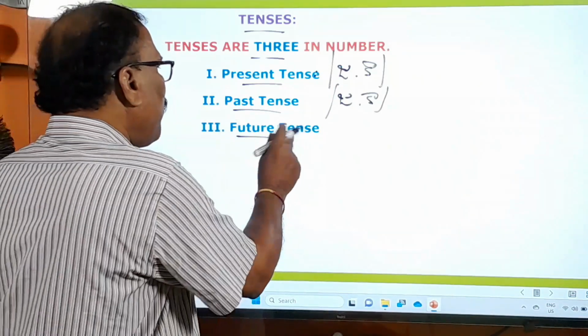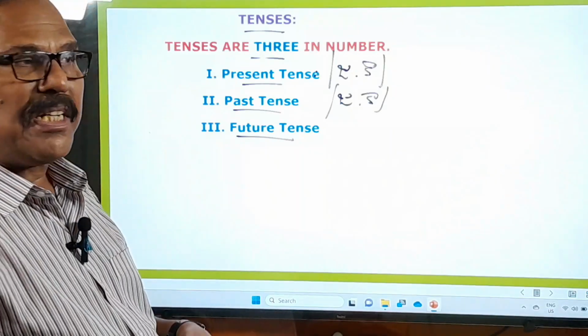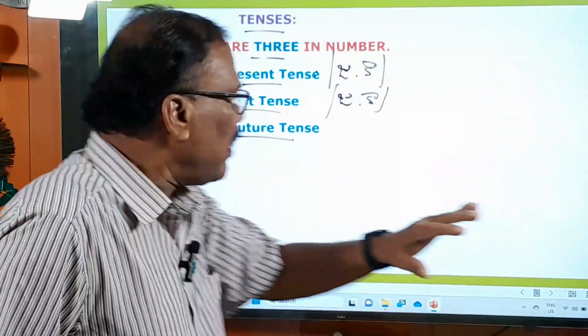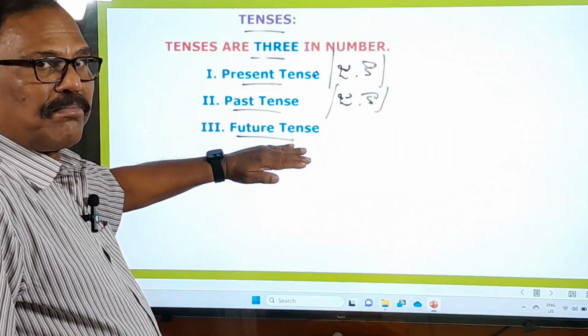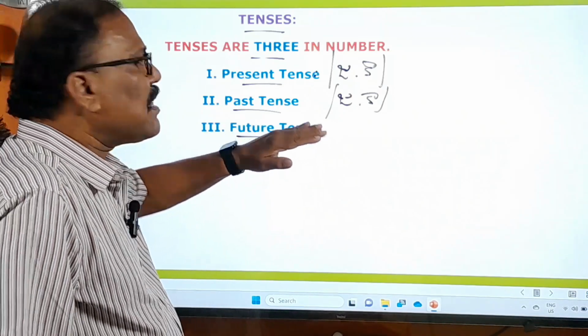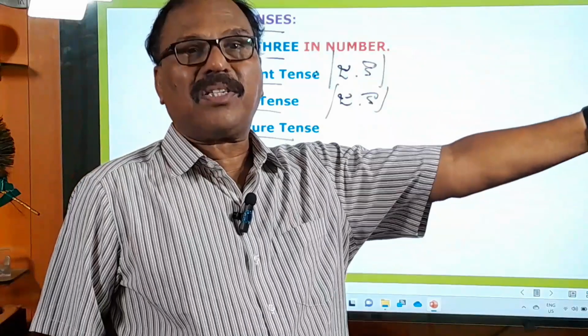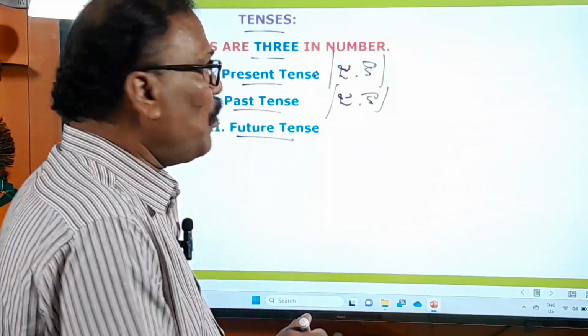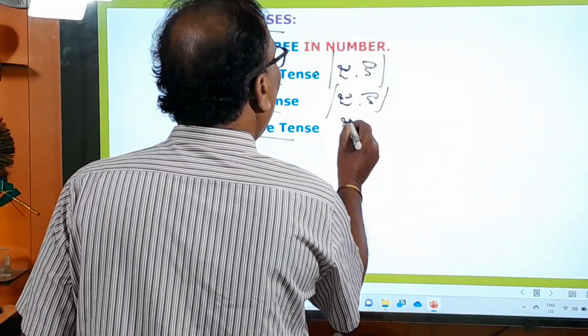And here, what do you mean by future tense? Future tense means all the actions that are going to take place in the future time are said to be in the future tense. In other words, future tense indicates all the actions that are going to take place in the future time. And therefore, in Telugu, we can say Jargabovu Kalamu.